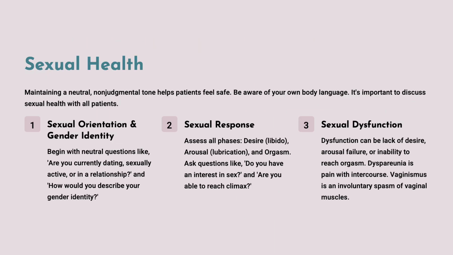What are some of the other things you need to ask for in the history? Could ask for sexual health, but remember to always maintain a neutral, non-judgmental tone so that the patient is going to feel safe. So for example, when you're going to ask about sexual orientation and gender identity, don't ask loaded questions such as, do you have a boyfriend? Do you have a husband? You should always ask neutral questions. Are you currently dating? Are you sexually active? How do you describe your gender identity? Of course, you could ask that.